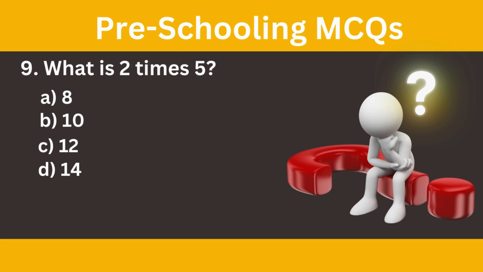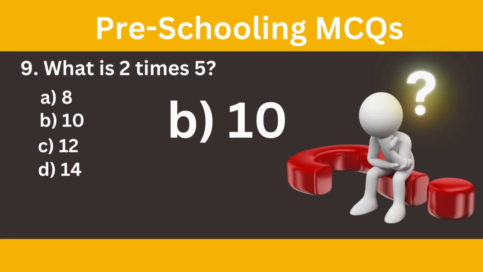9. What is 2 times 5? A. 8b, 10c, 12d, 14. B. 10.